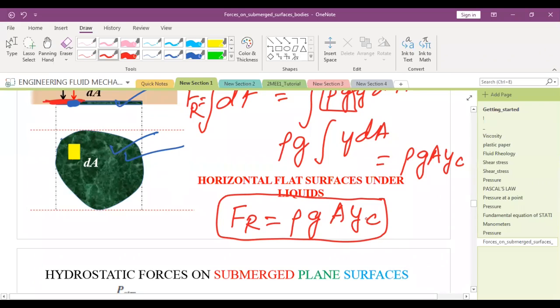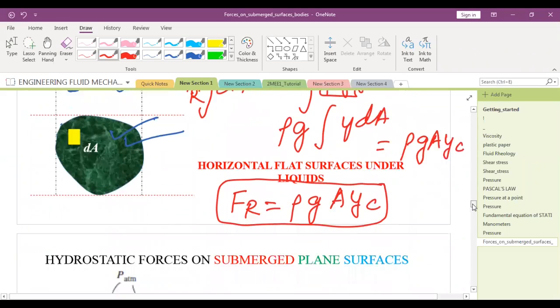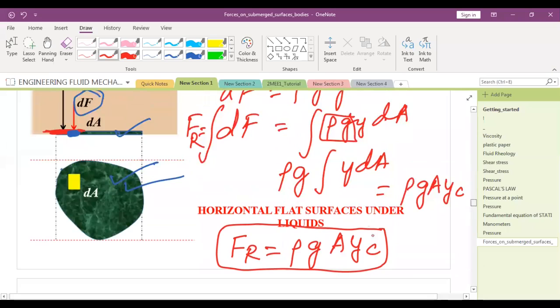Is that clear? And what will be the value of yc here? Y only. So this is also equal to rho g A y. Does anyone have any doubts?